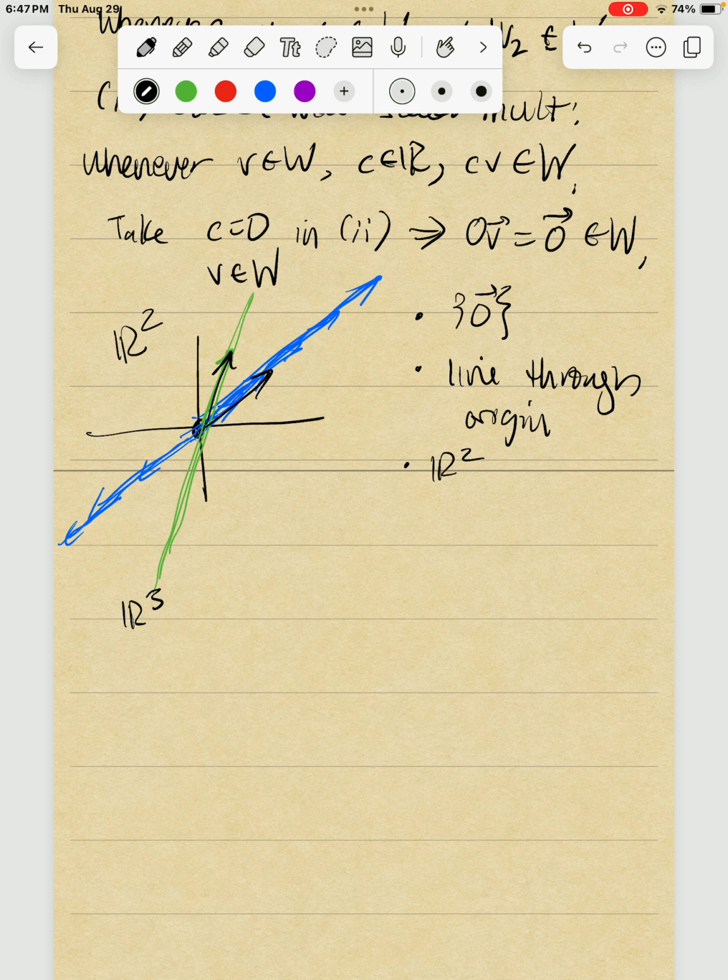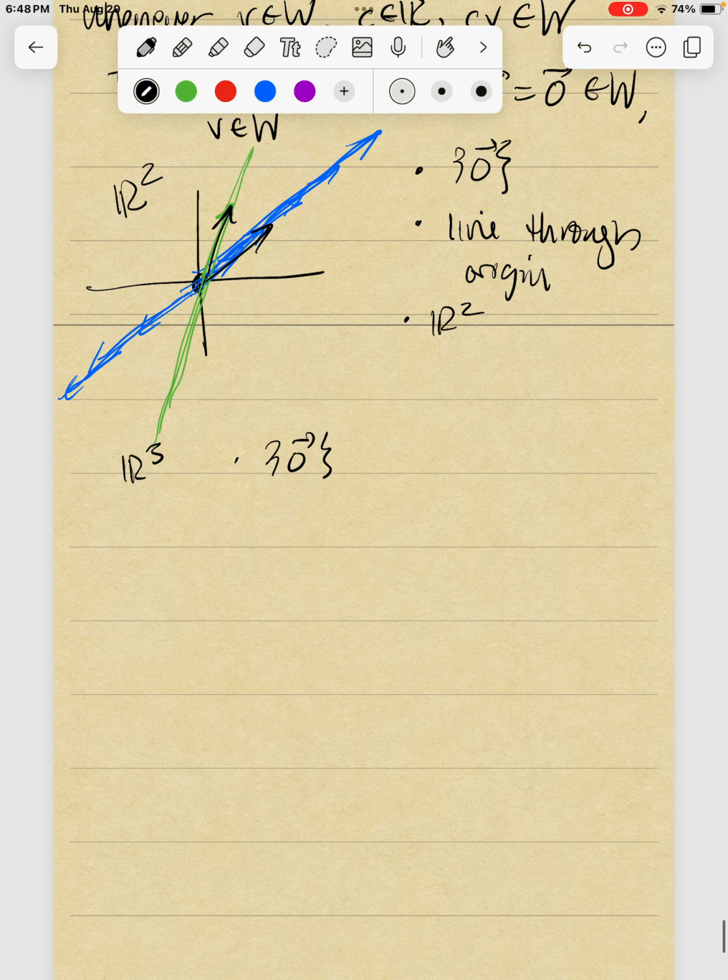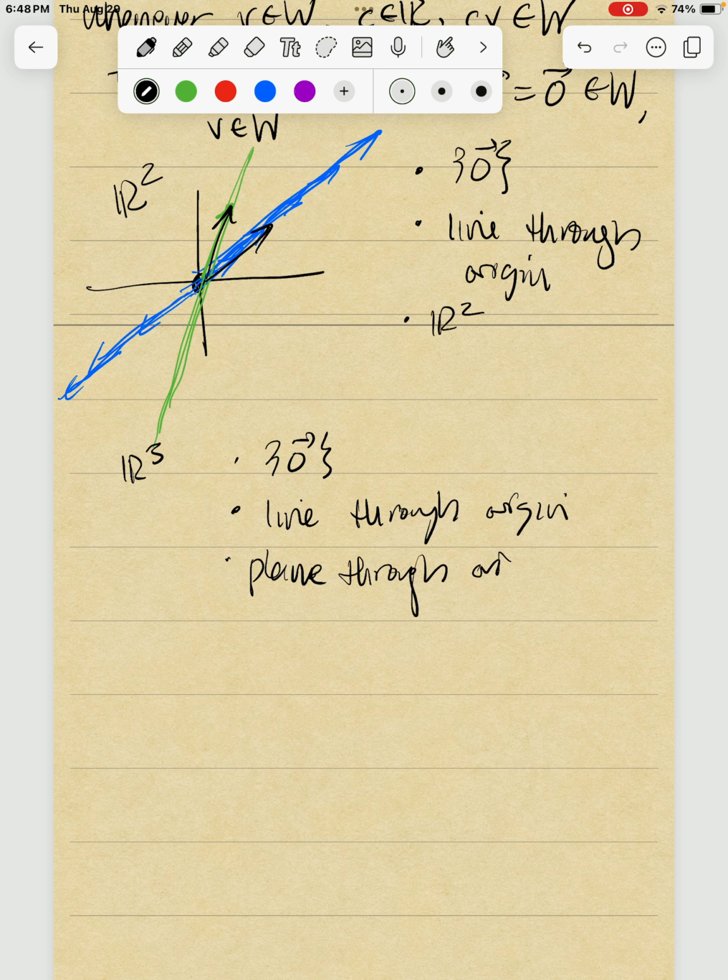And in R3, by similar reasoning as in R2, you have the origin, or you can have a line through the origin, or you can have a plane through the origin, or you can have R3. So 4 types of subspaces.